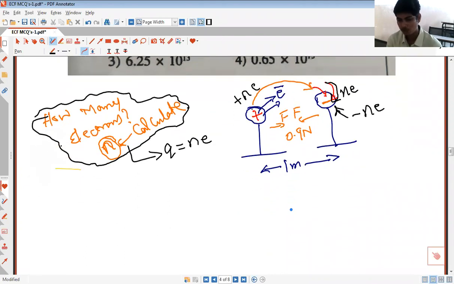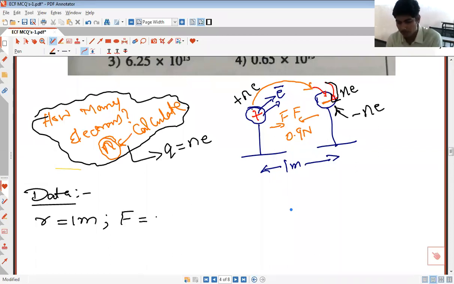Okay, so we'll now try to write the data. The distance between the two spheres is given as 1 meter. The force of attraction between the spheres is given as 0.9 Newton. And the number of electrons transferred is to be calculated.